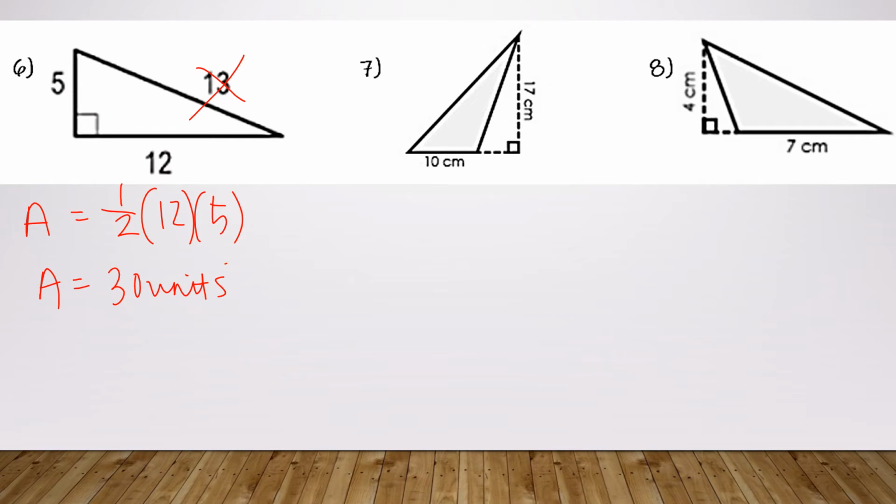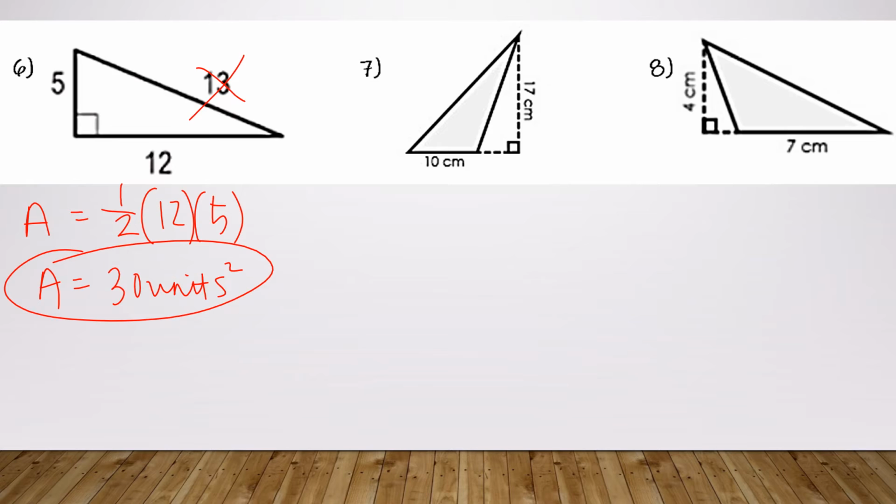I use units squared here because they don't put the units down. So you need to use some kind of unit there. If you just put 30, I'm not going to be a huge stickler, but get into the habit because if you do go on to higher math, you're going to have to use units squared or just units or units cubed if there's nothing labeled.